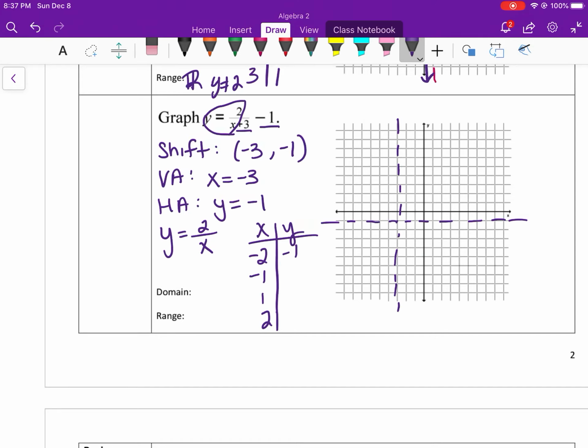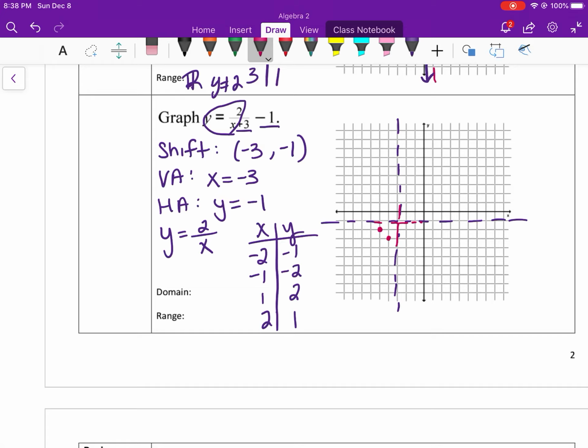2 divided by -1 is -2. 2 divided by 1 is 2. 2 divided by 2 is 1. So then graphing that, from my 0, 0 point, so I'm graphing from this shifted point right here. I'm treating that as my 0, 0. I'm going to graph -2, -1. So over 2, down 1 from your shift. Then over 1 to the left, down 2.